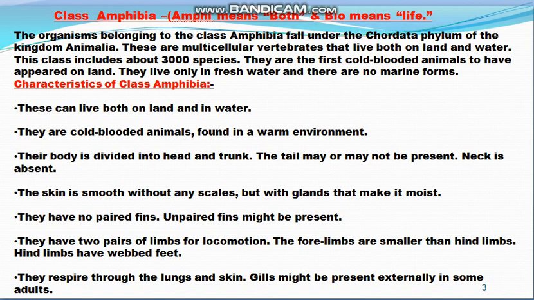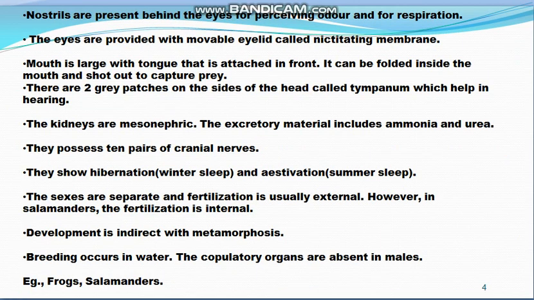They respire through the lungs and the skin, and gills might be present externally in some adults. When they are on land, they respire through lungs, and they can respire through skin also. In water, respiration is by gills, because amphibians can live both on land as well as in water. Nostrils are present behind the eyes for perceiving odor and for respiration.